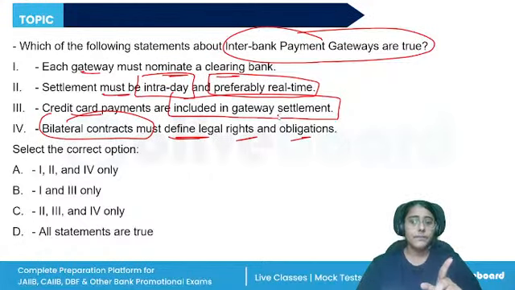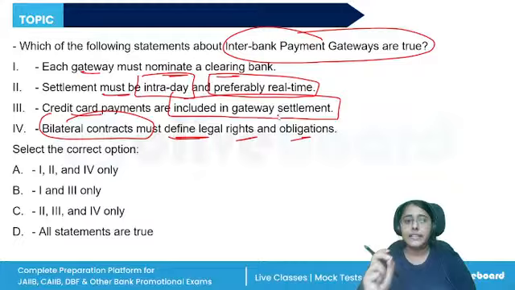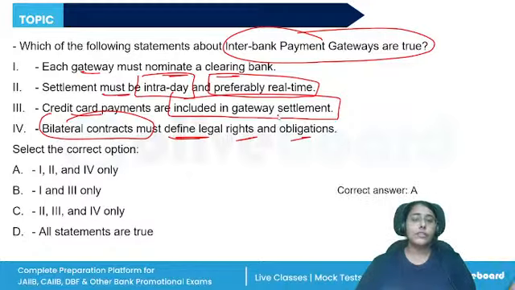So here the correct answer: the interbank payment gateways should have capabilities of both net and gross settlement. The settlement should be intraday, as far as possible in real time. Only institutions who are members of the check clearing system will be permitted to participate in the interbank payment gateways, and they must nominate a bank as a clearing bank to settle all transactions. Credit cards and cross-border e-commerce transactions should be excluded. So the correct answer is A, 1, 2 and 4.